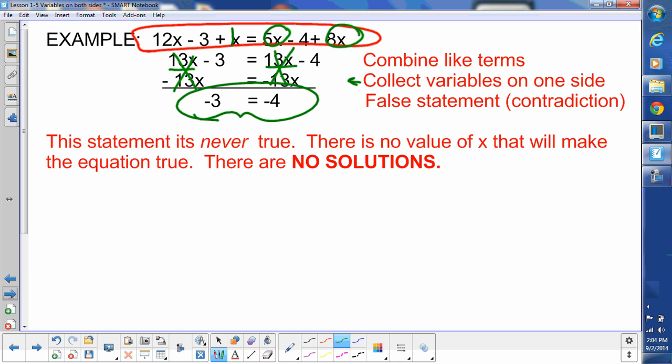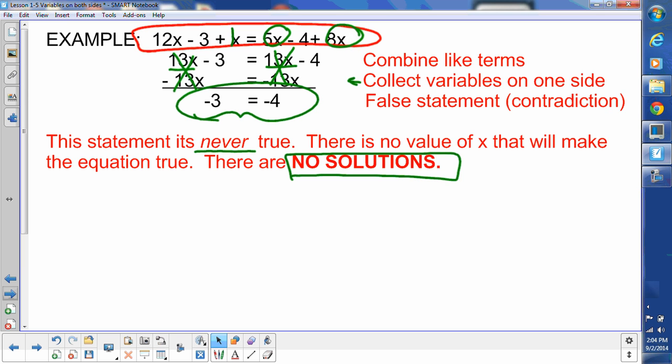That's a false statement. Negative 3 cannot equal negative 4. It will never equal negative 4. The statement is never true. There is no value of x that will make the equation true. So we say there are no solutions.